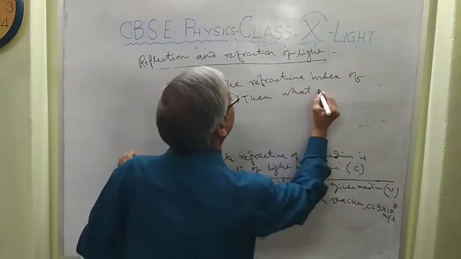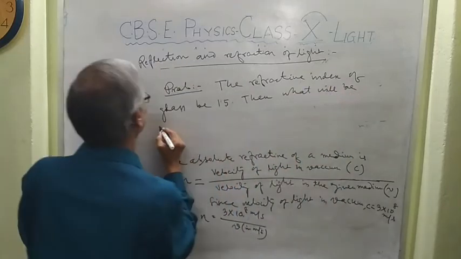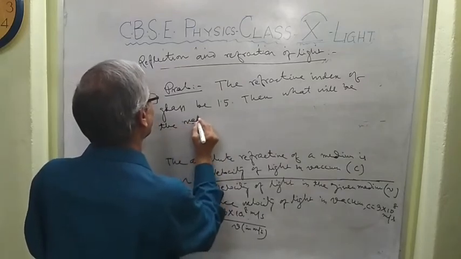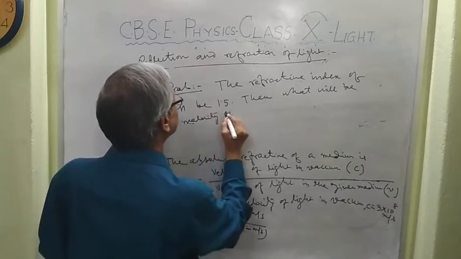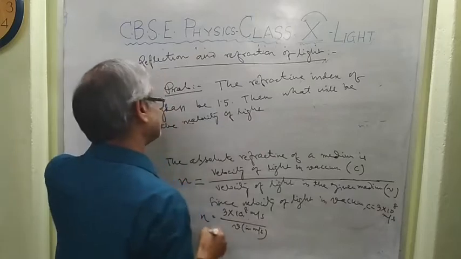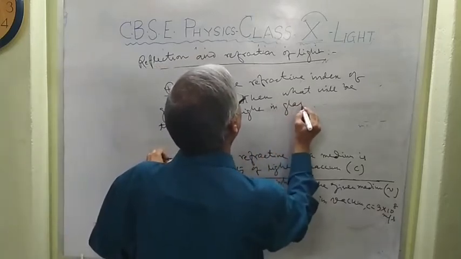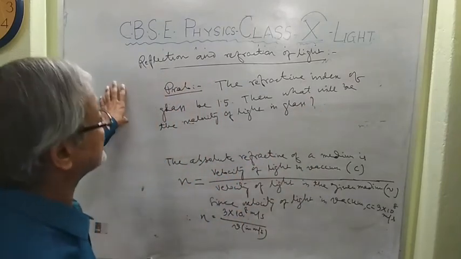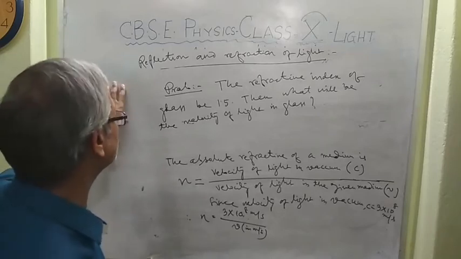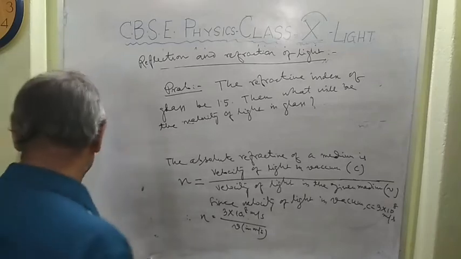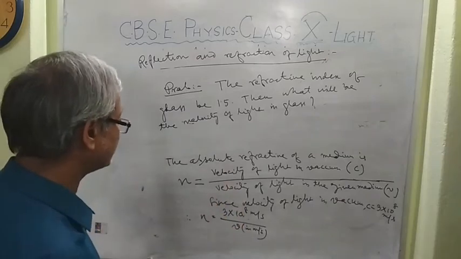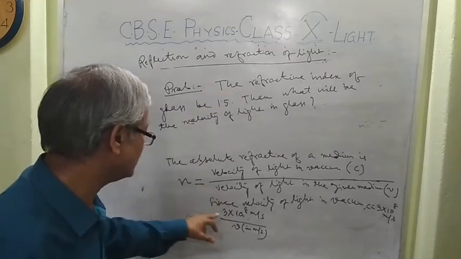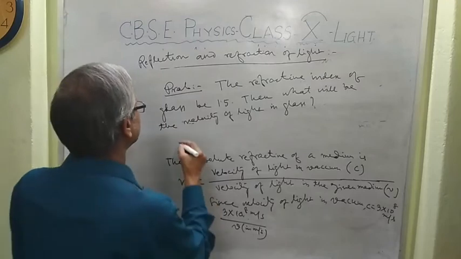Then what will be the velocity of light in glass? The refractive index of glass is 1.5. Then what will be the velocity of light in glass? We use this formula: v equals 3 into 10 to the power 8 by n. Solution.